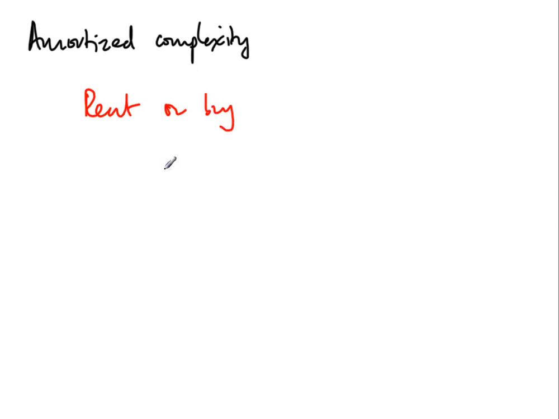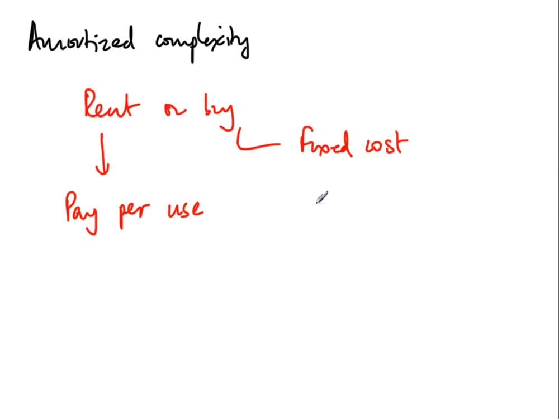The last category of complexity comes typically in the context of data structures, and it's called amortized complexity. The word amortization actually comes from economics. It's where you pay some fixed cost now, and then you recover the cost later. For instance, supposing you wanted to rent or buy. If you rent, then you pay per use. If you buy, you have a fixed cost, and then you have free usage.